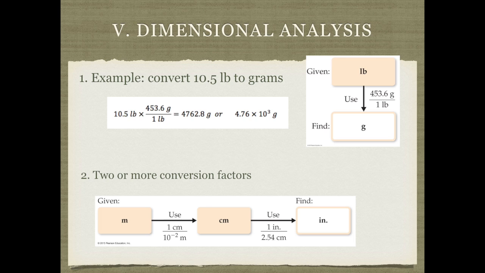And then I just show an example, again using a little scheme from your textbook, when you use 2 or more conversion factors. If you want to convert from meters to inches, one way to do that is to convert from meters first to centimeters, using the relationship of 1 centimeter equal to 10 to the minus second meters, and then use a second conversion factor of 1 inch is equal to 2.54 centimeters exactly, converting that into inches.